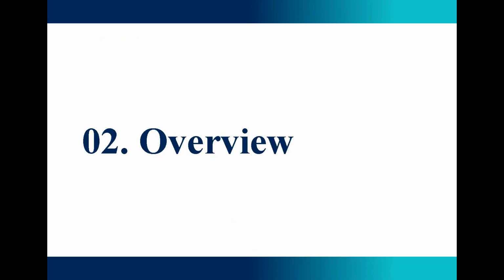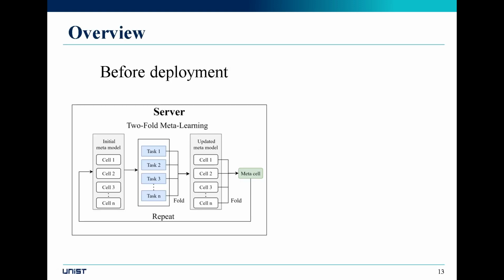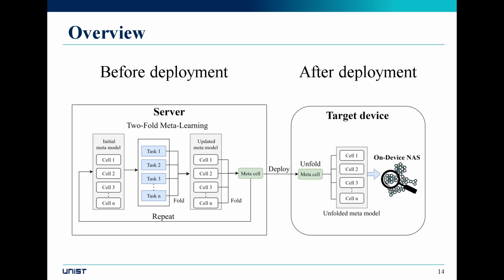Now let's take a quick overview of On-NAS. On-NAS consists of two big parts: the preparation phase before the deployment, and the search phase after the deployment. To sum up first, On-NAS is the combination of server-side two-fold meta-learning and device-side on-device NAS.